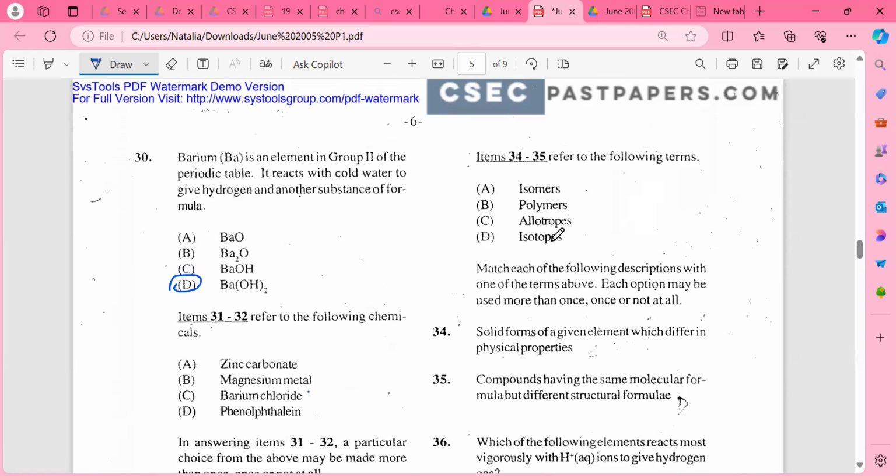Isomers, polymer, allotropes, isotopes. Solid form of an element which differ in physical property is going to be allotropes, which is C. Compounds that have the same molecular formula but different structural formula is going to be isomer, which is A.